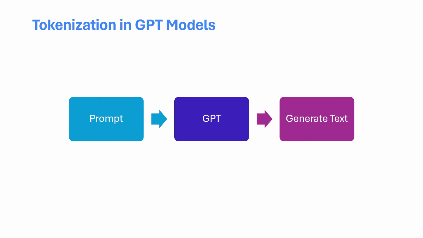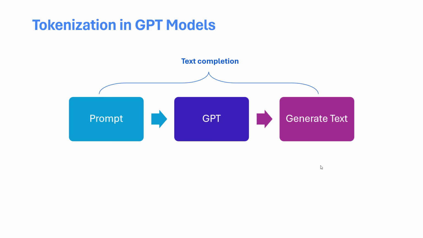In this video, we're going to discuss some tokenization steps generally followed in GPT models. Large language models, also known as LLMs, particularly the GPT family, receive a prompt as input and get a response as generated text. This process is called text completion.